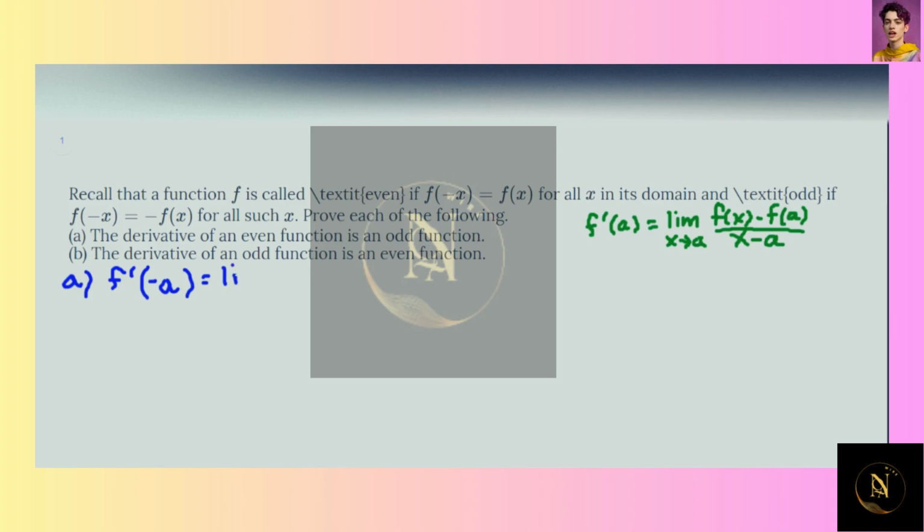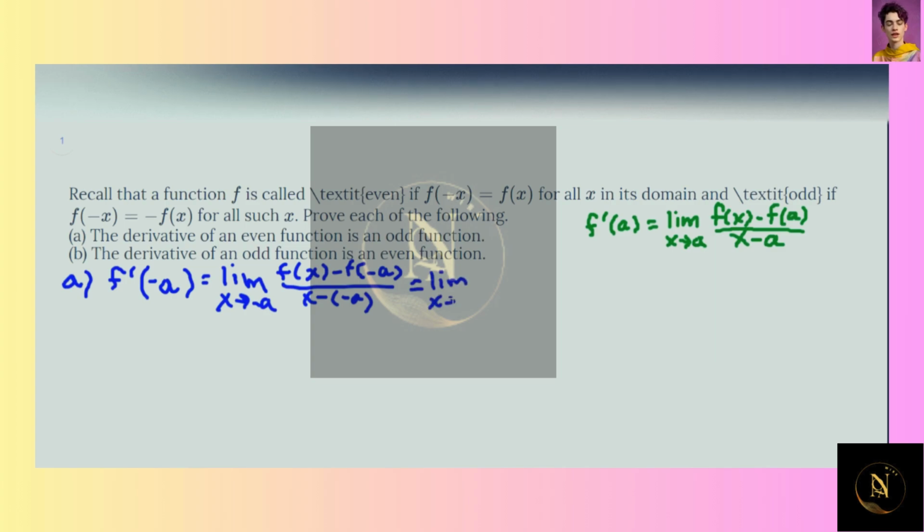Limit as x approaches a of f of x minus f of a, or rather, since our input is negative a, we are approaching negative a here, and we're approaching negative a in the function, and then over here we're doing x minus negative a.